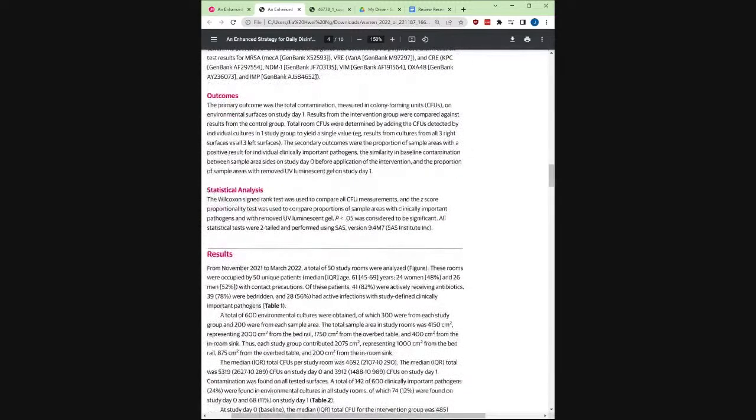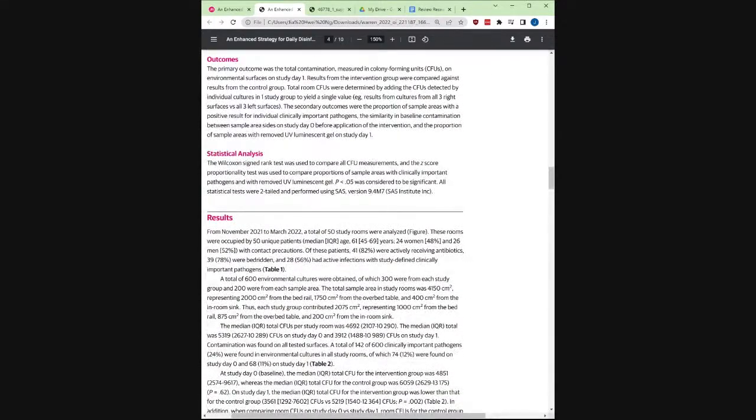And outcome, right here. How did they define the outcome? They defined the outcome as total contamination. And then how did they measure it? They measured by colony forming units on study day 1. So it's very specific. And then they compare the results from the intervention group against the results from the control group.